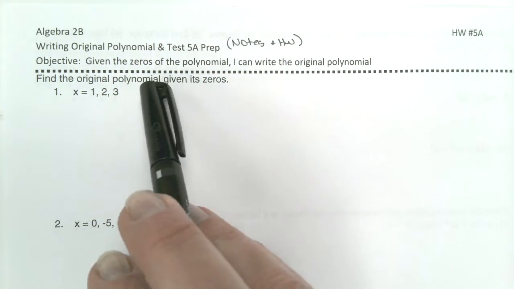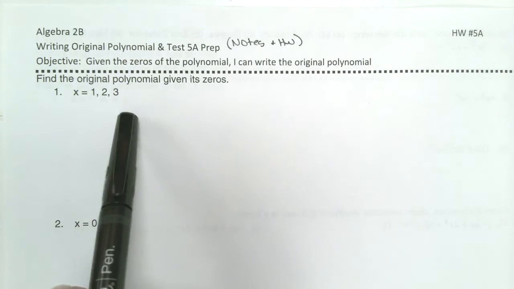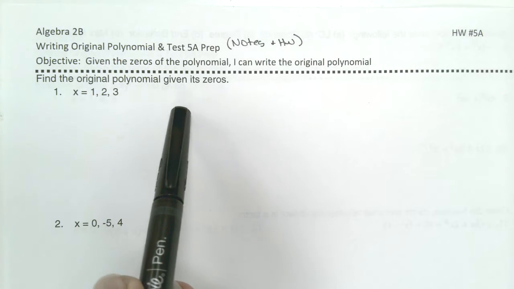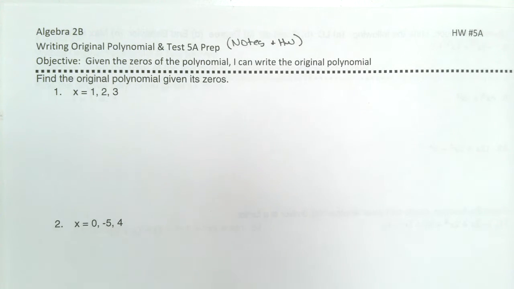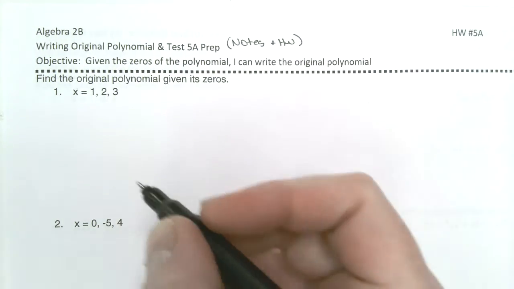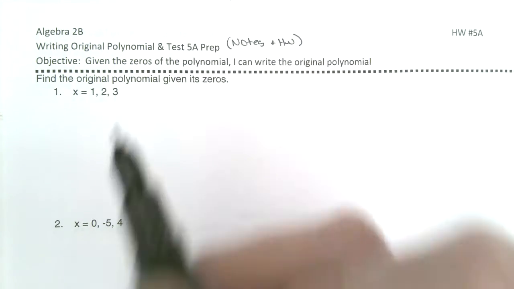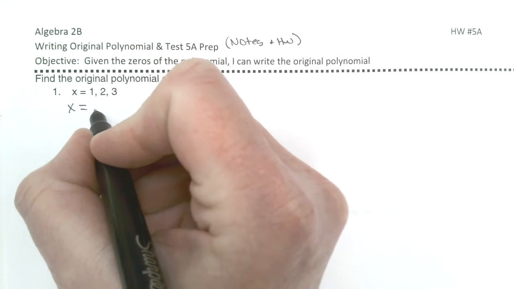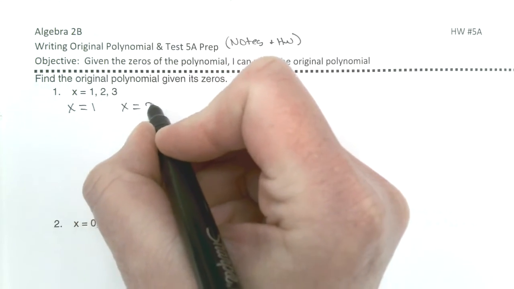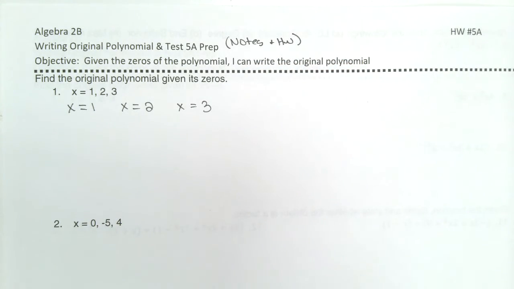Hi, Algebra 2. The one last thing that we have to go over is how do you find the original polynomial given its zeros? If you recall, we did this right before we left for break. So if these are my answers or zeros or solutions, how do you work your way backwards and write the original polynomial? So x equals 1, x equals 2, and x equals 3.